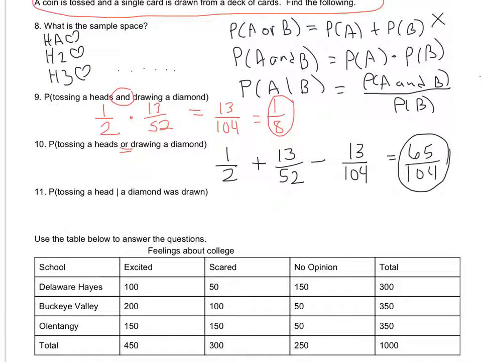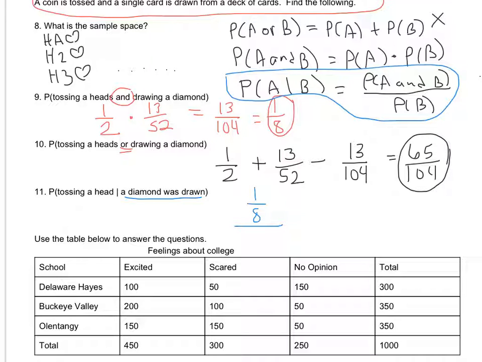Okay, the last one says, what's the probability of tossing a head given a diamond was drawn? This uses the rule up here that says conditional probability is the probability of both of them happening divided by the probability of B, which in this case would be a diamond. So the probability of tossing a head and a diamond is the problem we did above. That's number 9, so that's 1/8. So we'll take 1/8 and divide that by the probability you get a diamond.